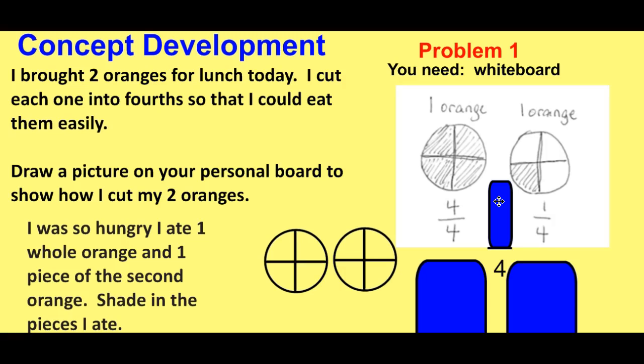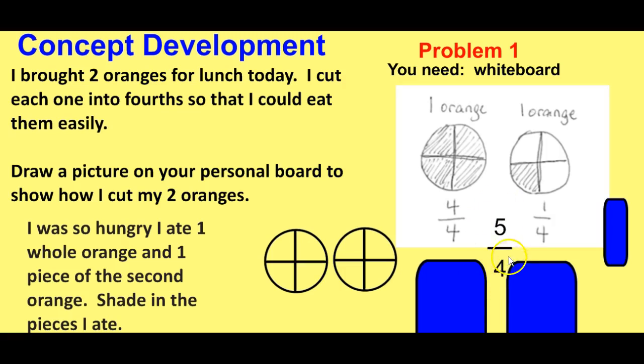Now the top number is always going to be the part that we're looking for, and in this case we're looking at the parts that were shaded, the parts that show how much of the orange I ate. I ate 4 pieces on the first orange and 1 piece on the second orange, so I ate 5/4 of the oranges. And yes, we've got a bigger number on the top than on the bottom, but that's what we call a fraction that's more than 1.